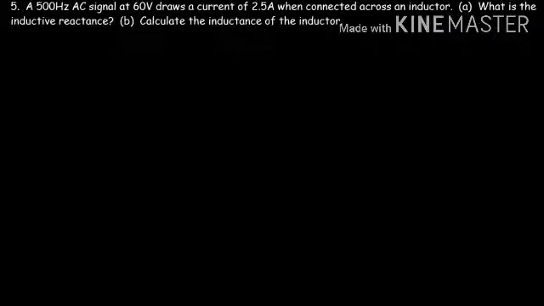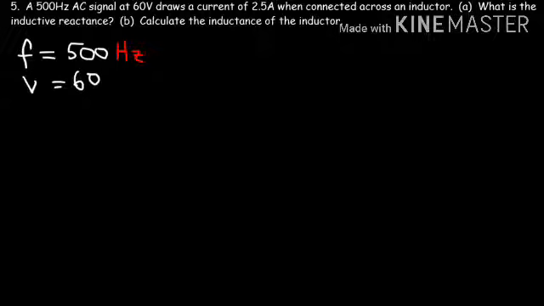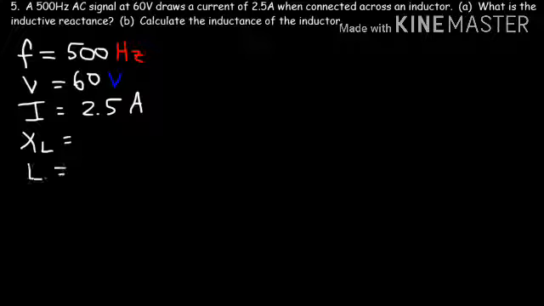Number 5. A 500 Hz AC signal at 60 volts draws a current of 2.5 amps when connected across an inductor. What is the inductive reactance? So let's make a list of what we have. We know the frequency is 500 Hz. And we have the voltage. The voltage is 60 volts. And we also know the current, which is 2.5 amps. So what we're looking for is the inductive reactance and also the inductance.